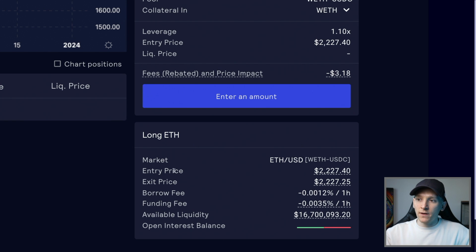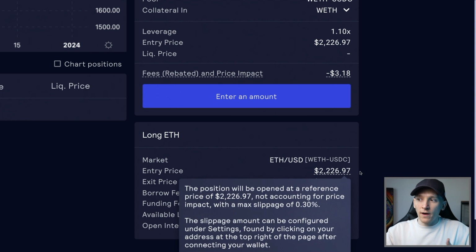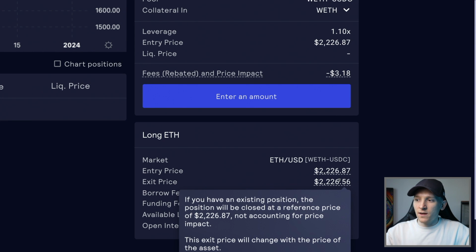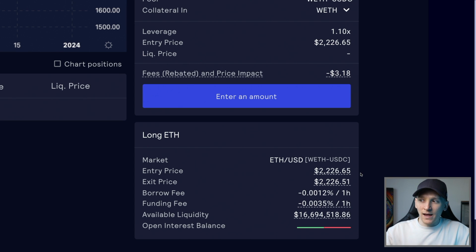And so what we have here, you can see the entry price. This is the current price of ETH that's going around. So this is the Oracle price that we're getting. So if we want to take a long position, this is the current price of ETH for us. This is our reference rate. And you can see the exit price is a little bit different. So as you can see here, the exit price will change with the price of the asset. It's almost exactly the same, so it's not really worth worrying about.